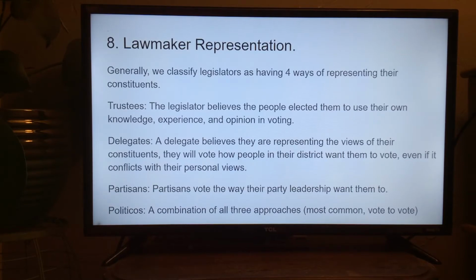And today we're going to talk about lawmaker representation and the different ways that we can think about lawmakers representing people. And then I'm actually going to give you a little bit of a modern history lesson. We're going to talk about the recent history of lawmaking.